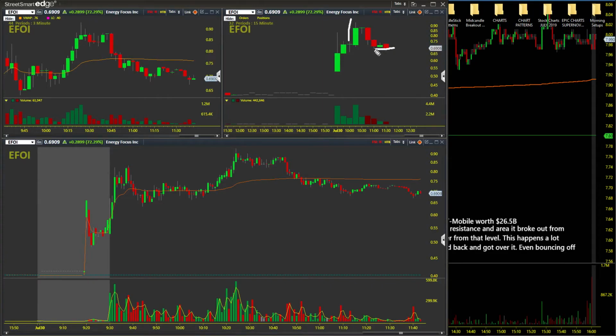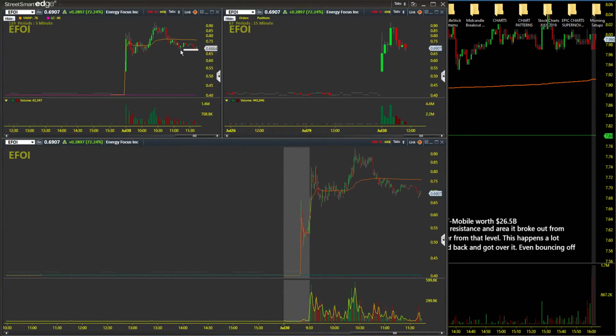And look at right where it's sideways action right now. That level right here. You see how it pulled all the way back right to that area it broke out from. Right here. You'll see a lot of stocks do that.